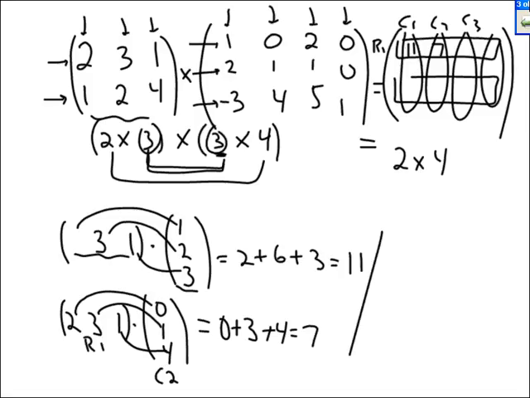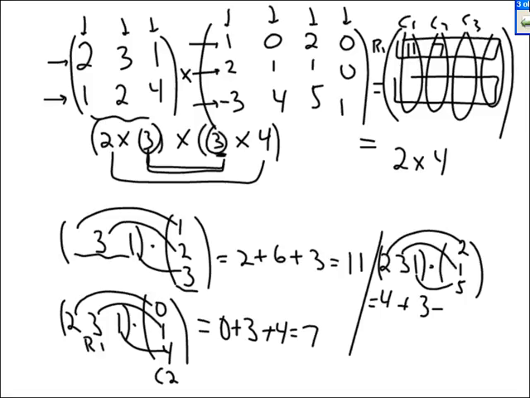Now I'm going to dot row 1 with column 3: 2, 1, 5. And I get 4 plus 3 is 7, plus 5 more is 12. Row 1 dotted with column 3, that's where I put it: row 1, column 3. Put a 12 here.